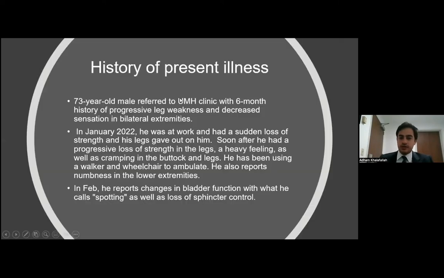So first, the institutional case. On our service, there was a 73-year-old male who was referred to UMH clinic with a 6-month history of progressive leg weakness and decreased sensation in his bilateral lower extremities. It all started in January 22 when he was at work and had a sudden loss of strength and his legs gave out on him.